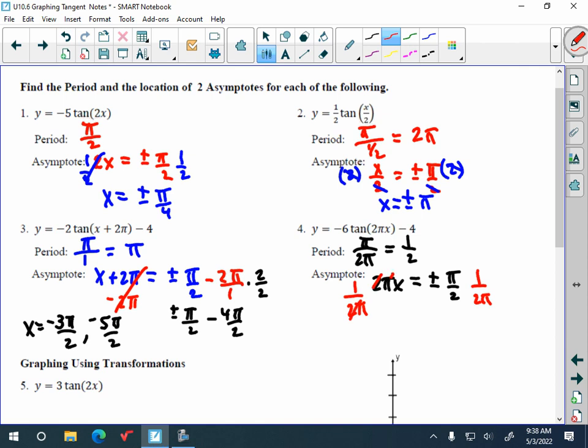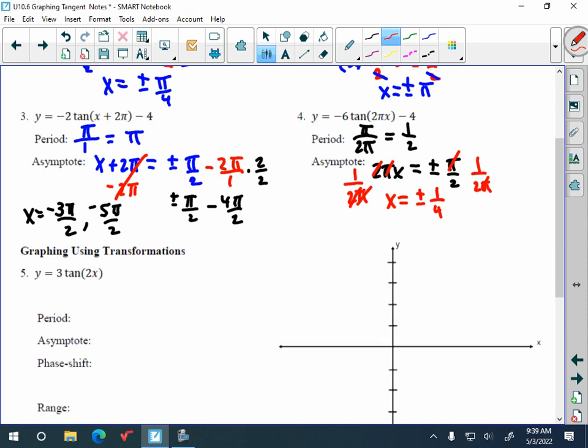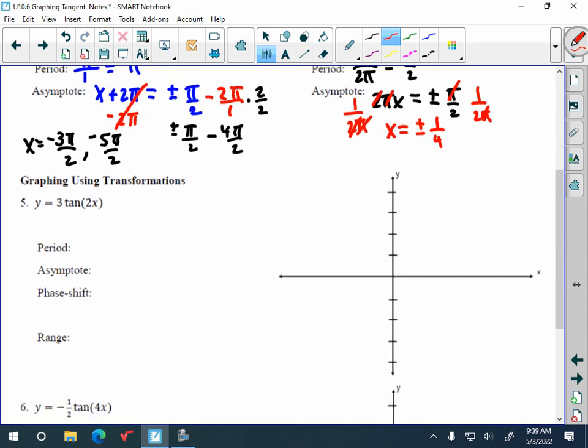So that'll cross cancel. You get x equals plus or minus, I can cross cancel the pi's, and you get 1/4. Now let's go ahead and start graphing. Number 5, period, pi divided by 2.